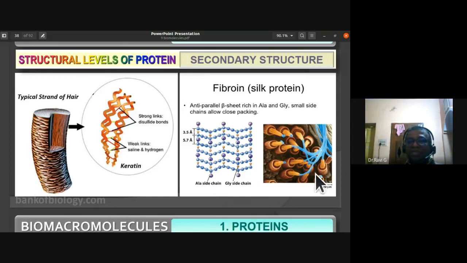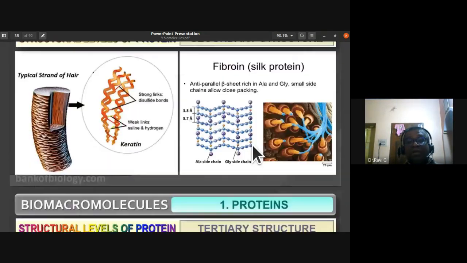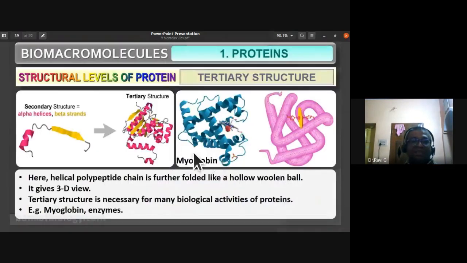This is not required for your examination, but just to make you understand the helical structure: one or more polypeptide chains are folded in the form of a helix. Examples are keratin as well as fibroin in silk protein, where you notice this helical structure of the polypeptides. Then we'll discuss the tertiary structure.